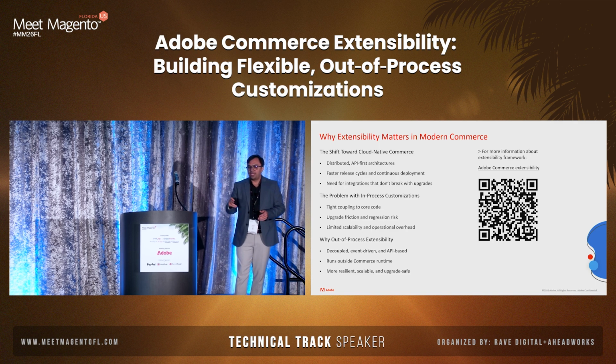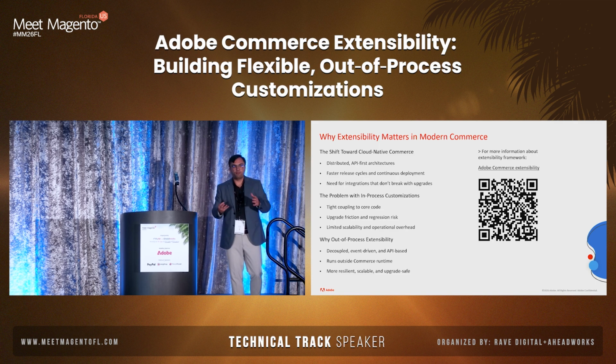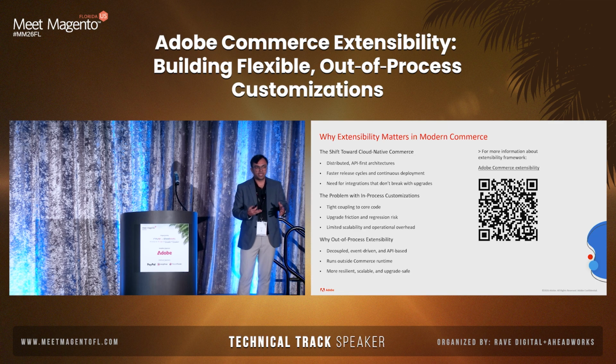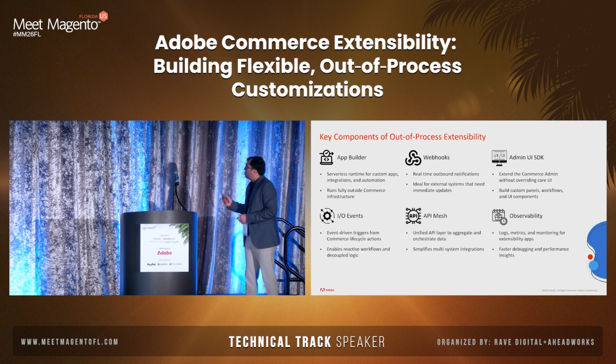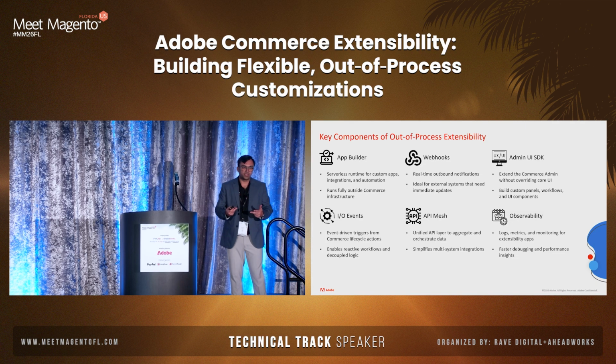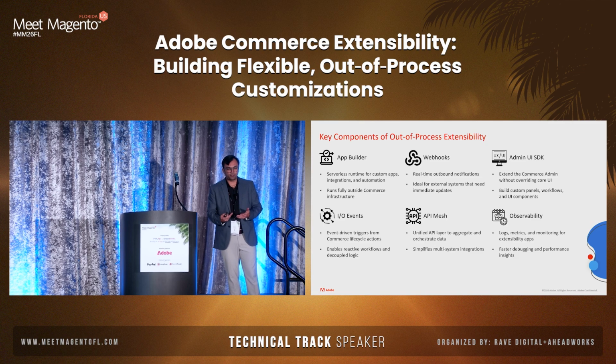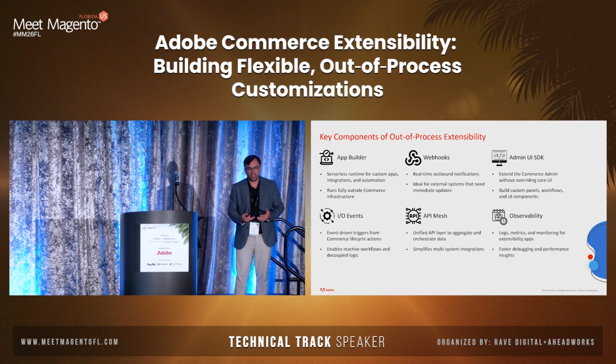So this is some basic understanding of extensibility. Again, we are doing the same thing. We are customizing and extending Adobe Commerce, but in a different way, not in the traditional in-process way that we used to do. Next up, there are 6 key components. As I mentioned, there were 2 components that I talked about, the services Adobe App Builder and IO Events.